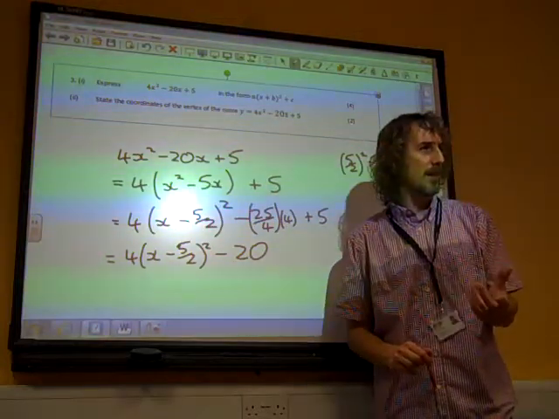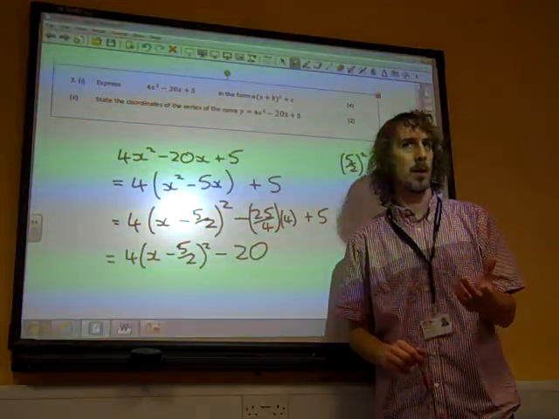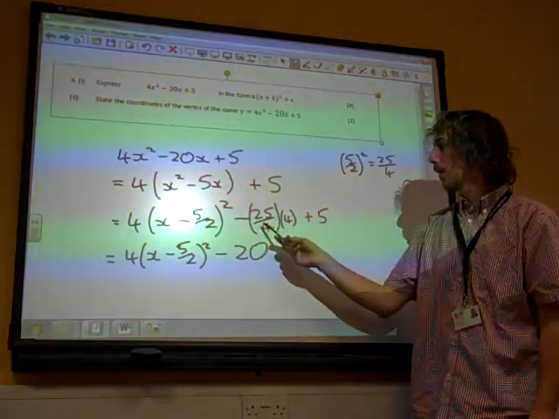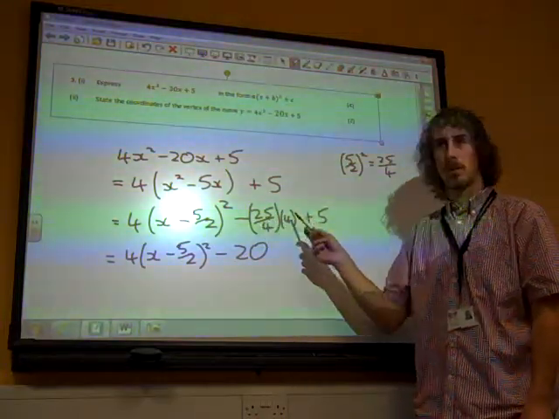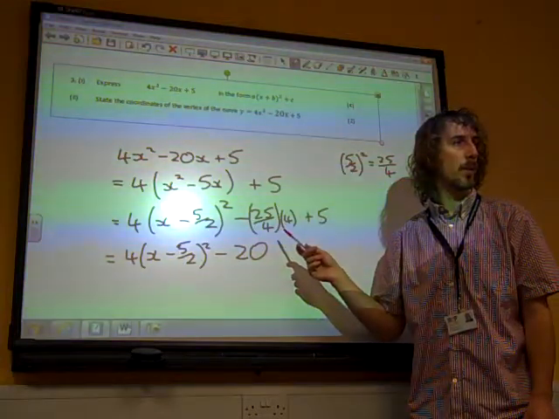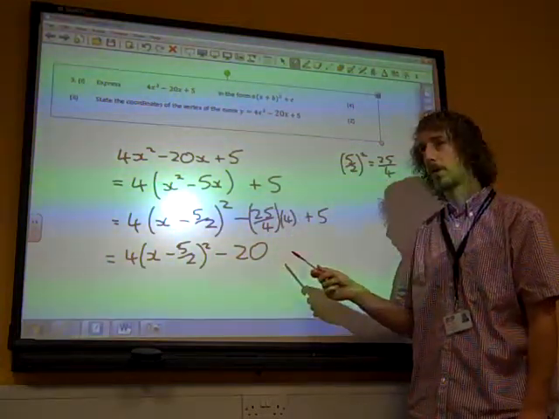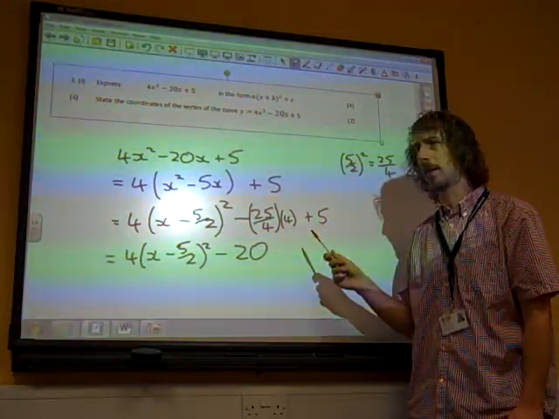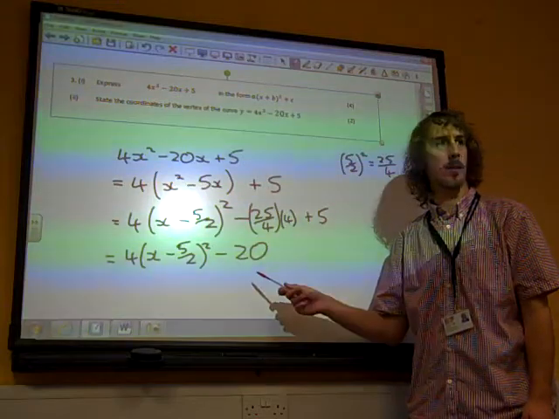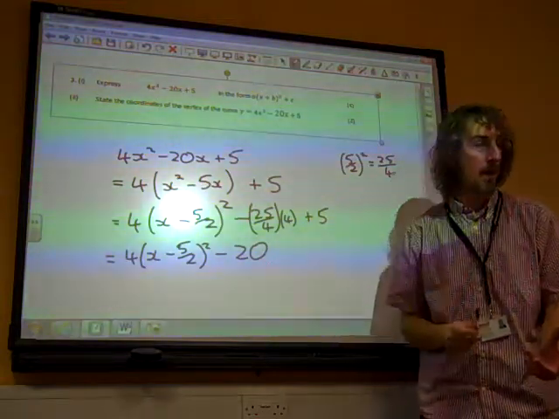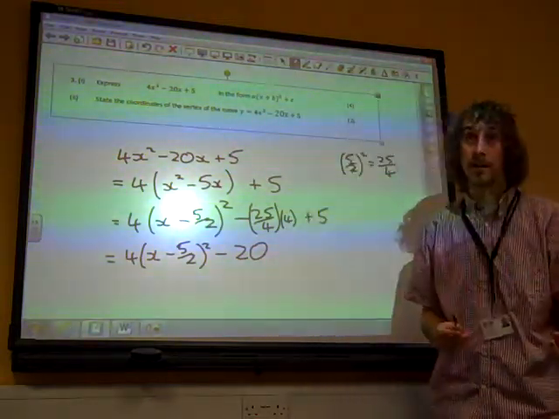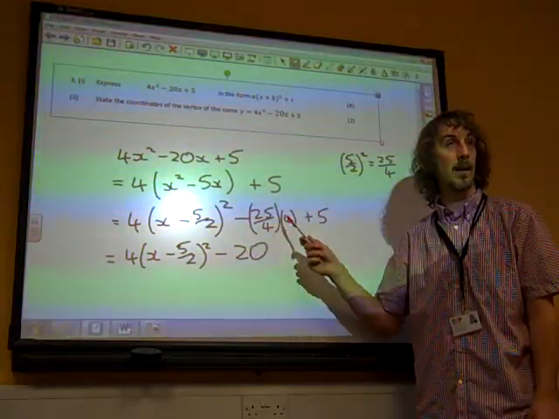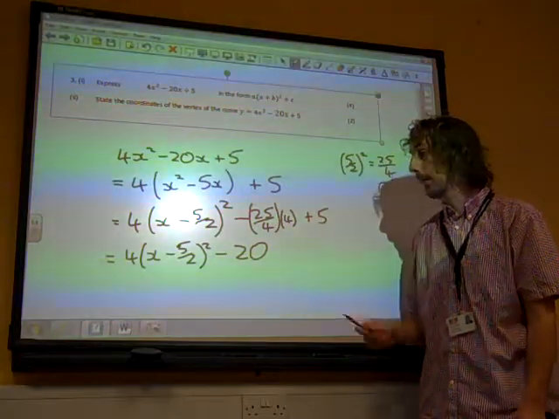And what do you think the common answers that people went wrong on this were? There were loads of people who kept the 25 over 4, not multiplying it by 4, and added the 5, so they ended up with minus 5 over 4 as the term at the end. There were quite a lot of that answer. And there were quite a lot of 30s, where people had got the 4 correct but then added it instead of taking it away. So you've got to be really careful about how you deal with that.